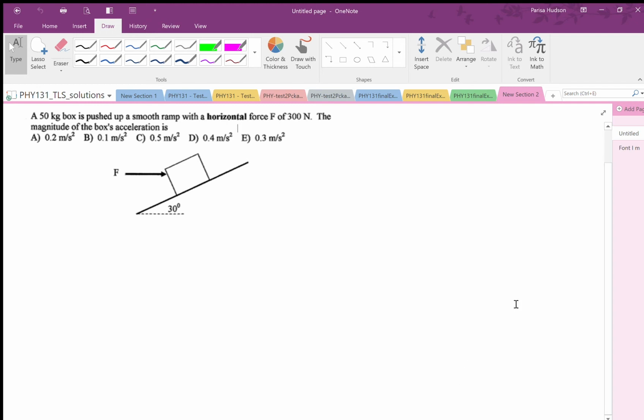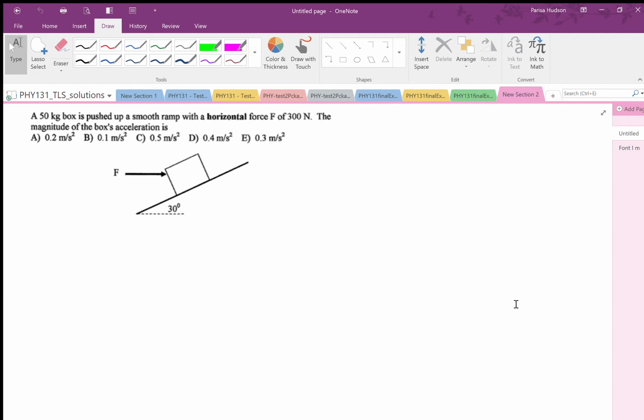Hi everyone, we're going to solve another question on Newton's law. A 50-kilogram box is pushed up a smooth ramp with a horizontal force of 300 newtons. The magnitude of the box's acceleration is... So we're going to solve for the magnitude of the acceleration of the box.